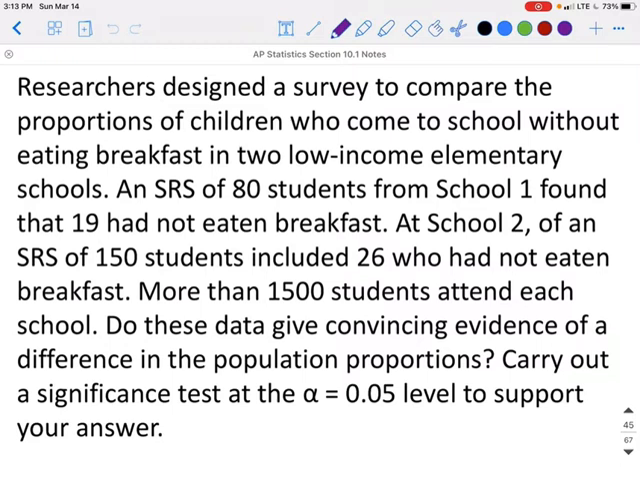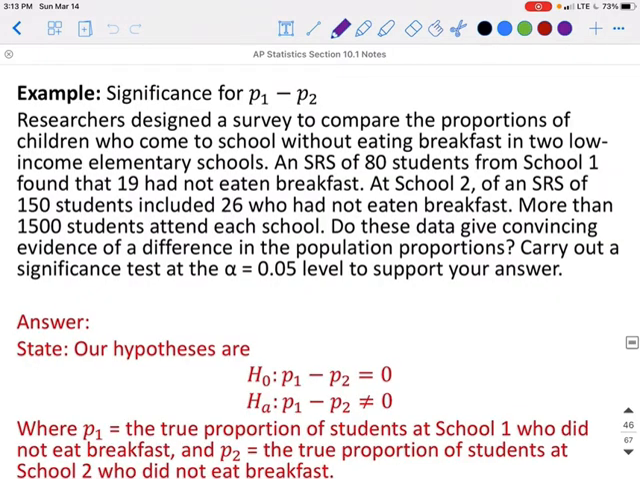Do these data give convincing evidence of the difference in the population proportions? Carry out a significance test at the alpha equals 0.05 level to support your answer. So we're going to need to start with the state. Remember, in the state, we need to give our null and alternative hypotheses. We need to define our parameters, and we need to give the significance level.